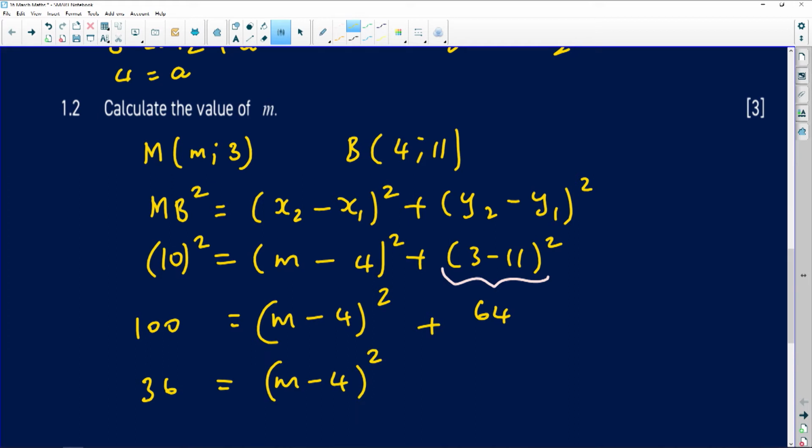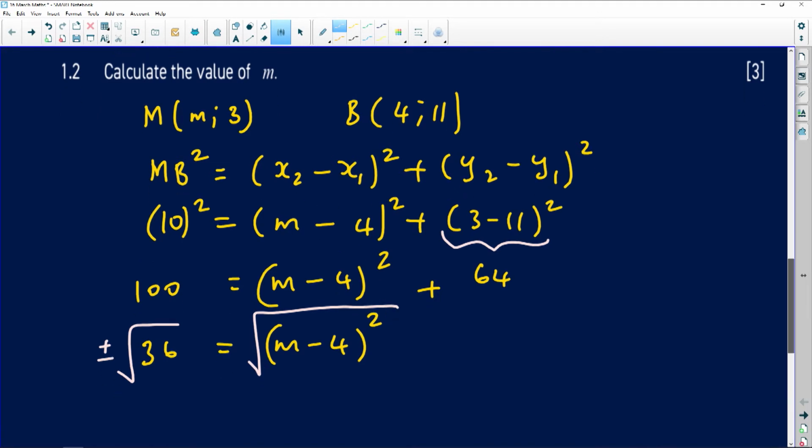Now, when you're here, you're spoiled for choice. You can either expand that square and then get it to a trinomial and factorize, but the easiest route around here is just to figure out what is the square root of this. And then when you take a square root here, you need to always remember you're looking for plus or minus the square root of what you have there.